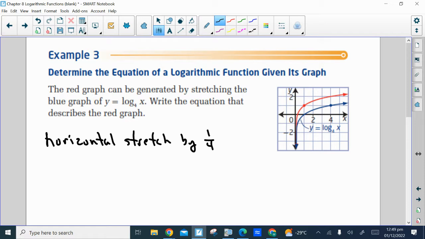And then remembering that when you have a horizontal stretch, the stretch factor and the b value are reciprocals of each other. So that would mean that b equals 4. The reciprocal of the horizontal stretch factor. And the equation would be y equals log base 4 of 4x.